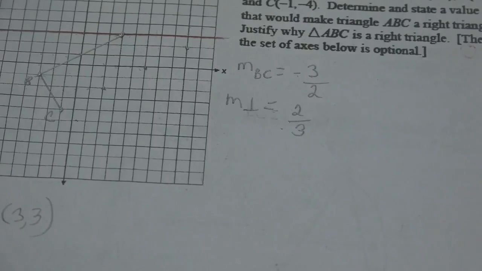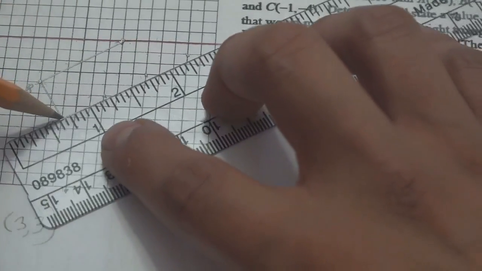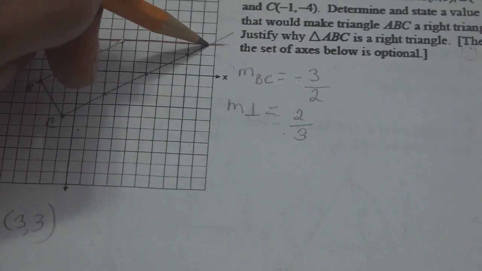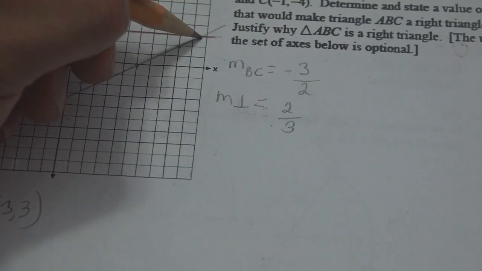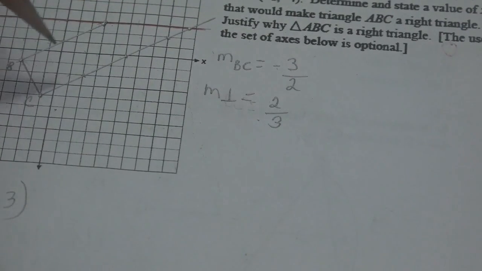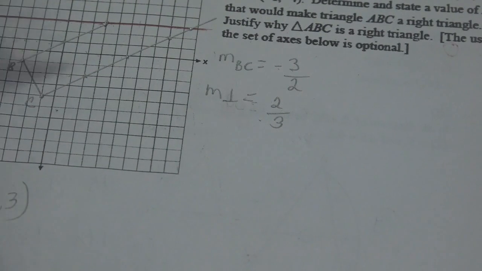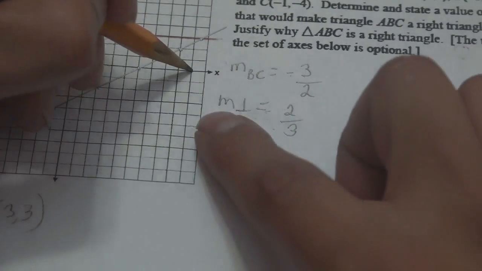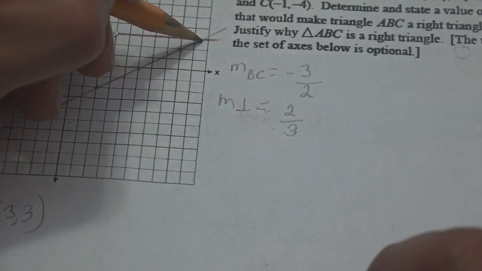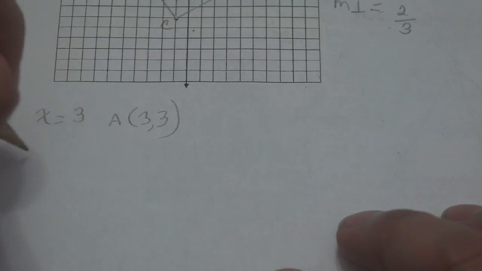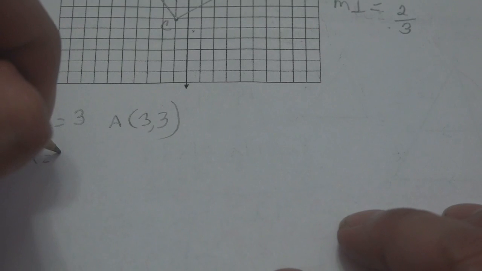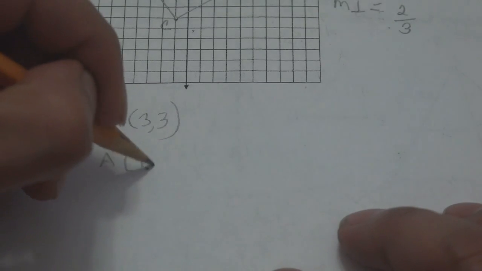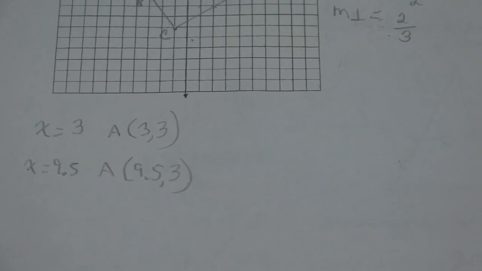Somewhere, I don't know, if I trace this line right here, if I was to trace it like that, it hits this line at this point. What could this point be? Well, just by guessing, I would say 1, 2, 3, 4, 5, 6, 7, 8, 9.5. So another value of x could be 9.5. So another coordinate would be 9.5, 3.